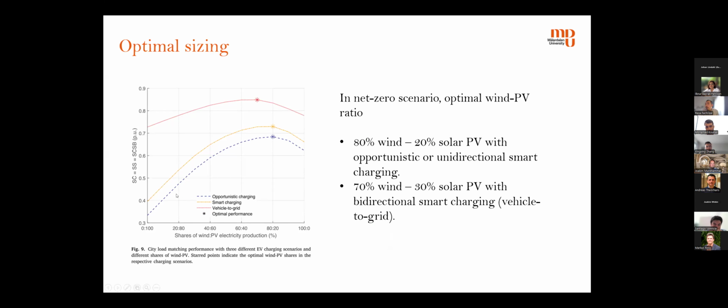And we found out that if we don't have V2G, if we only have opportunistic charging and smart charging, the optimal wind PV ratio is 80% wind and 20% solar. But if we have vehicle to grid capability, the optimal one is 70% wind and 30% PV. And also I want to highlight that without vehicle to grid, the load matching metric is very low if we have 100% PV, like here, 100% PV, no wind. But with vehicle to grid, it's significantly improved.